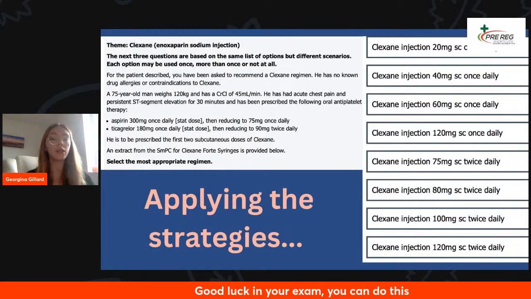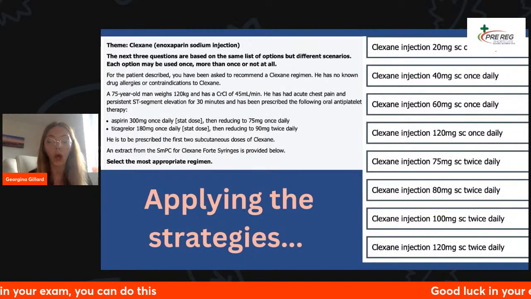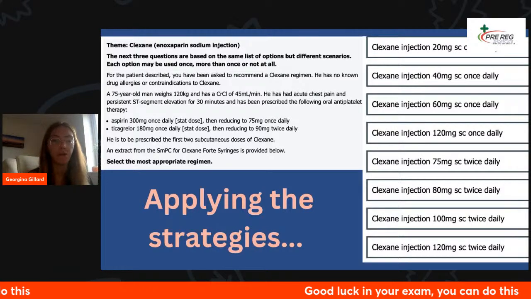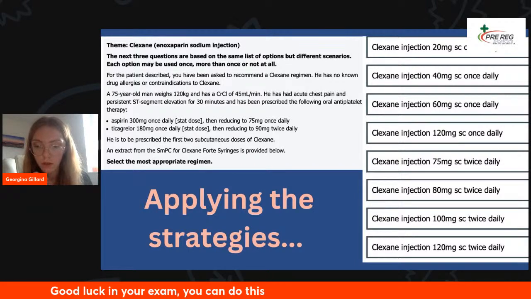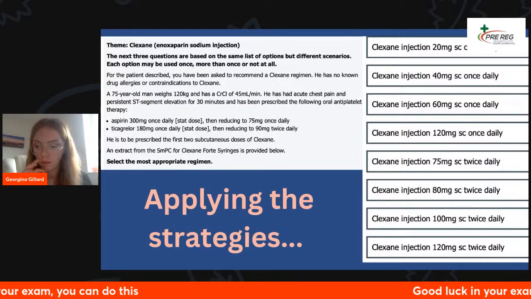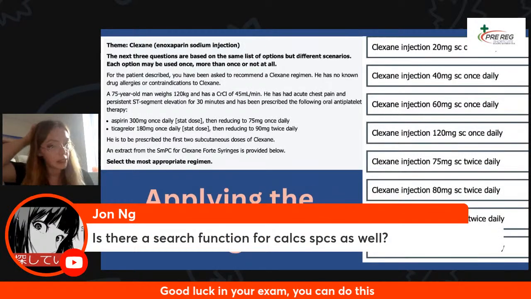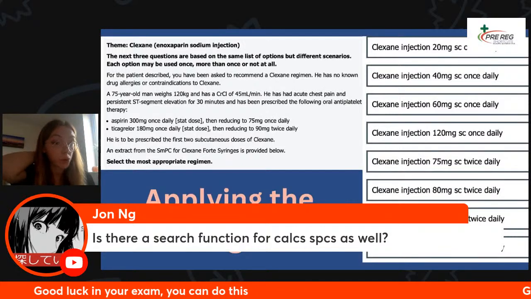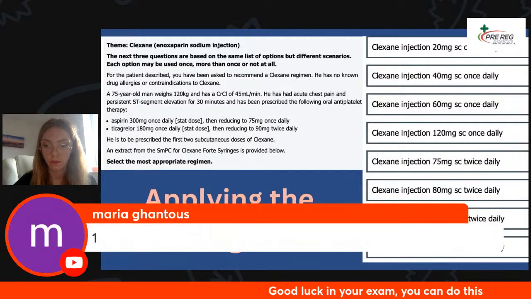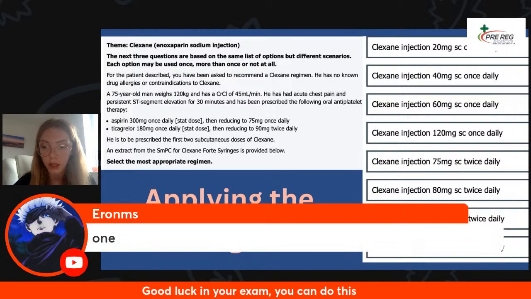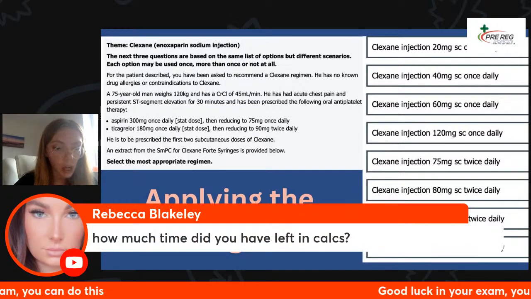Okay, so also in the description, guys, you will have the SPC for Clexane. Can you give me a 1 if you have the SPC for Clexane up and running? Is there a search function for calc SPCs as well? Yes, the PDF viewer doesn't change between the papers. Fantastic, getting some ones.